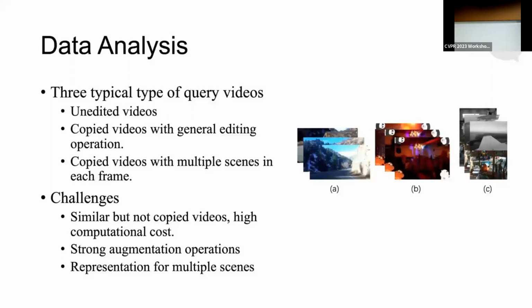Copied videos with general editing operations present challenges for representation. We require a feature extraction model that can handle various hard augmentations in such scenarios. The presence of multiple scenes within video frames makes it more challenging to obtain a strong representation. The extracted features need to possess invariance under different augmentations and be capable of simultaneously matching multiple scenes in reference set. To address these issues and challenges, we propose a dual-level detection approach.